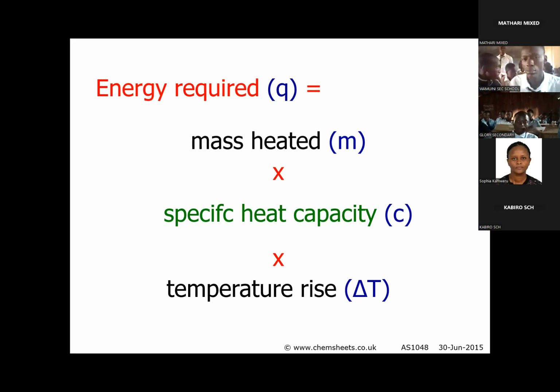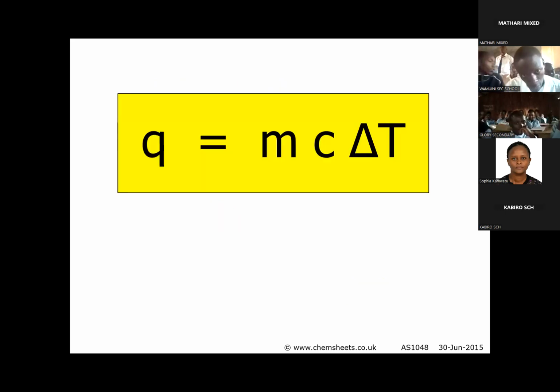So the specific heat capacity, I said, is sometimes given the letter C. There's no need to remember that it's C, but that is the specific heat capacity. Okay, so Q, the energy required to do whatever it is, is M times C times delta T. That's what you need to know.